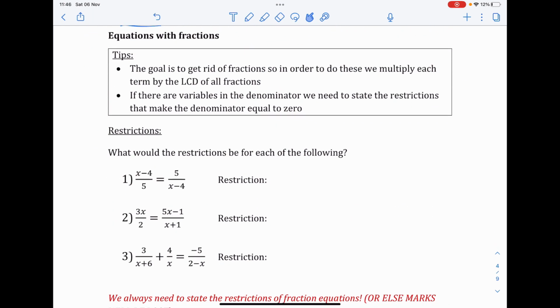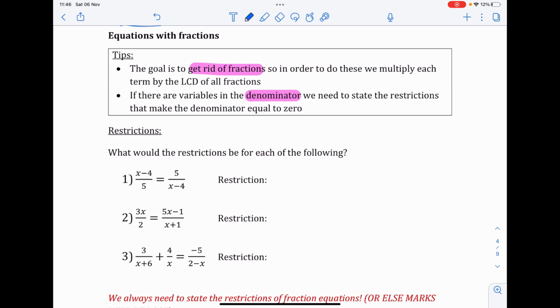Then equations with fractions. So these are a bit more tricky, and you need to concentrate a bit for these. So the goal is to get rid of the fractions. In order to do these, we multiply each term by the LCD of all the fractions. So we first need to figure out what our LCD is. If there are variables in the denominator, we need to state the restriction that makes the denominator equal to 0.